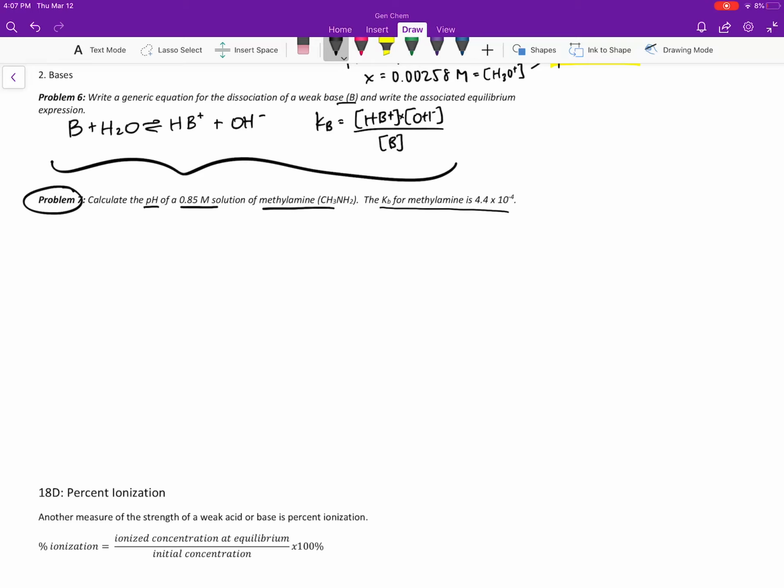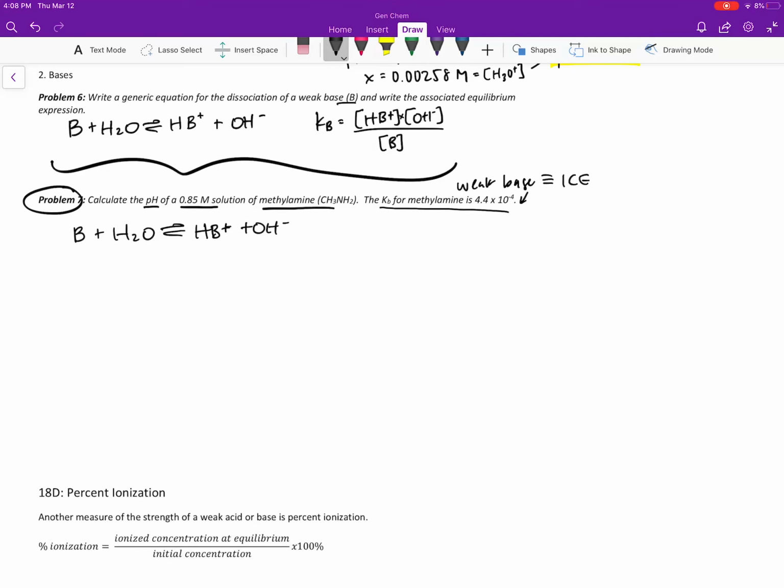So even if we weren't sure if it was a base, we know it's a base because of the Kb, and we know that it's a weak base also because of the Kb, and because it's not one of our strong bases we talked about at the beginning of lesson 18. So we're going to set up our ICE table, because anytime we see a weak base or acid, we should think ICE table.